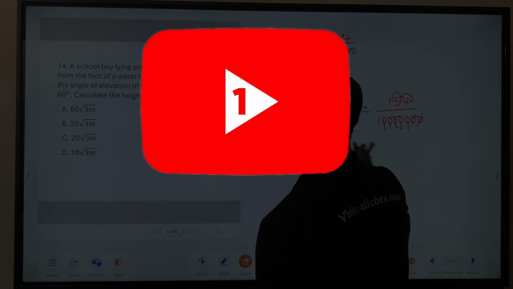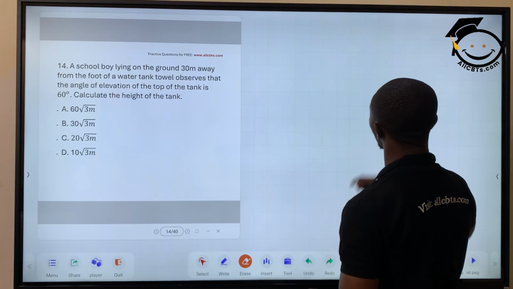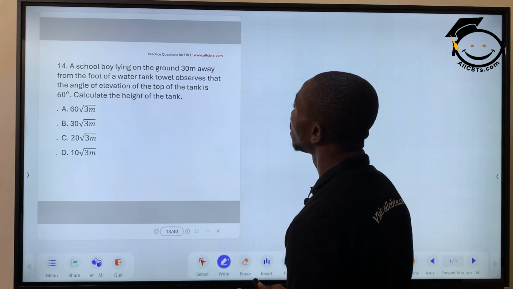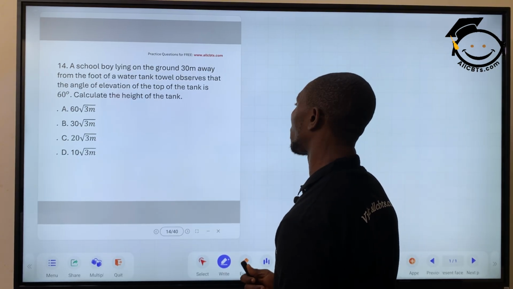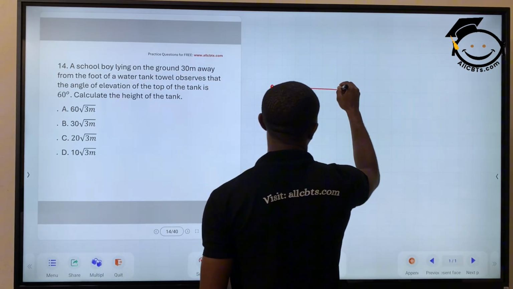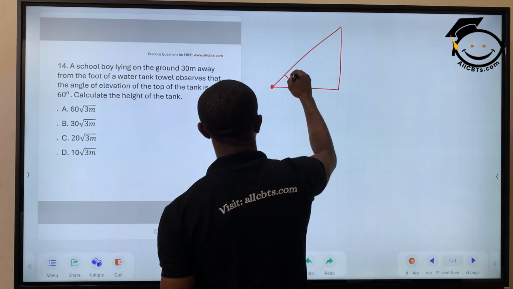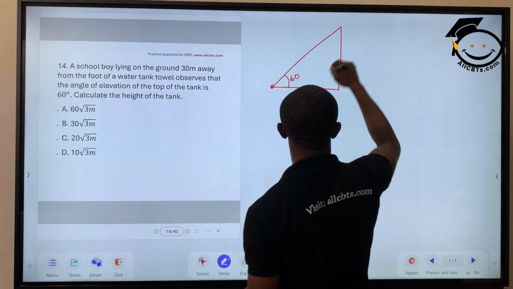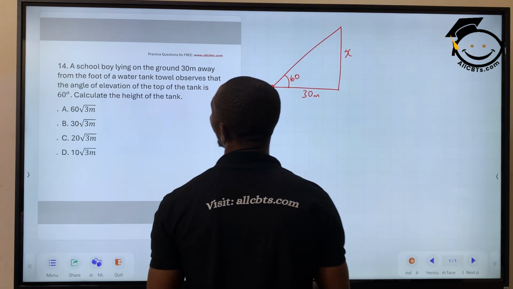Next, we'll be looking at a schoolboy lying on the ground 30 meters away from the foot of a water tank who observes that the angle of elevation to the top of the tank is 60 degrees. Now, this is the boy lying on the ground, and this is the water tank. You observe that the angle of elevation is 60, and he is 30 meters away. We should calculate the height of the tank.